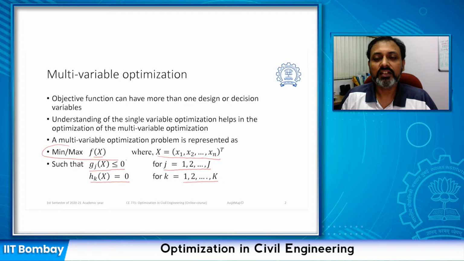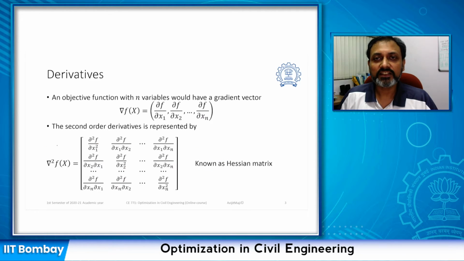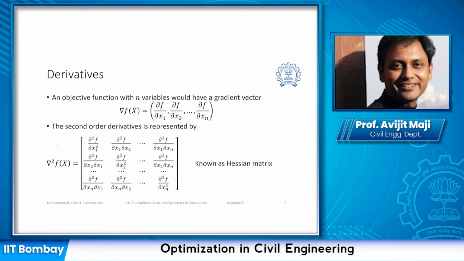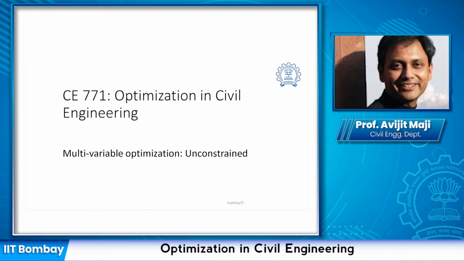Now let us see how we are going to incorporate the multiple variable aspects in the necessary and the sufficiency conditions of an unconstrained multivariable optimization problem. Today we are going to discuss multivariable optimization. From the previous lecture, you know that if the number of variables in an optimization problem is more than one, then we call it a multivariable optimization.